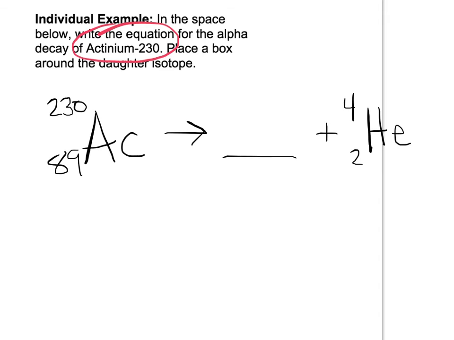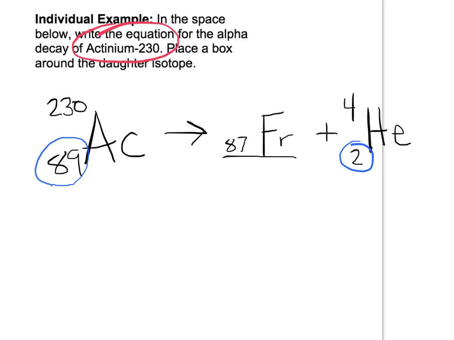Doing it this way makes it a little easier for me to figure out at least the atomic number of my daughter isotope. My daughter isotope plus my alpha particle have to have 89 protons, because actinium has 89 protons. So if helium takes 2 of my protons, I have 87 left over. If I look up at my periodic table, the element that has 87 protons is francium.